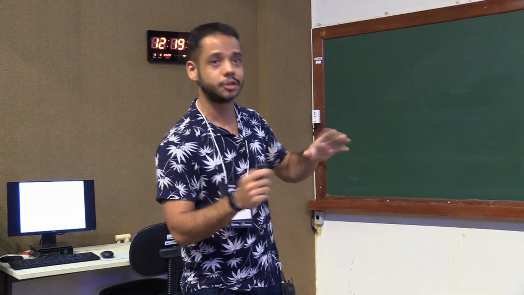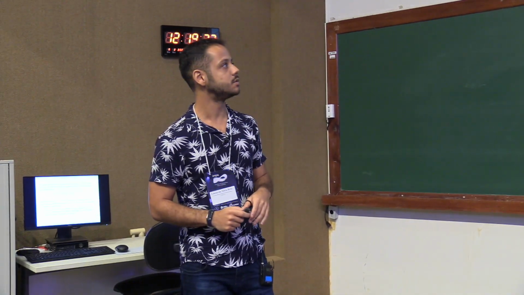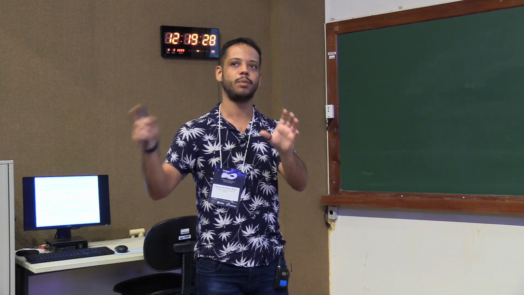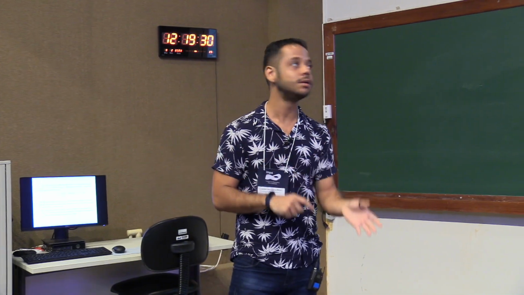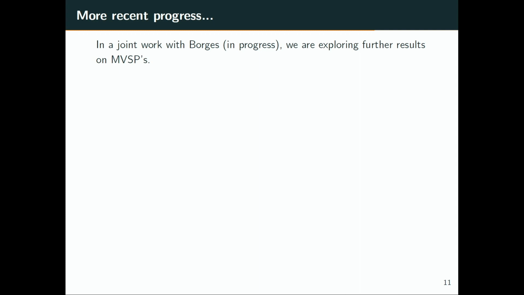But unfortunately, we are not able to extend this technique for larger fields. The point is just that the degrees of these 3 polynomials cannot be controlled very well. And we are only able to do it for p cubed because there's not much space for the possible degrees of these 3 polynomials. And so just to finish, I'll comment on some work in progress with Erivelto. We just need to finish the paper. Most of the things are done.